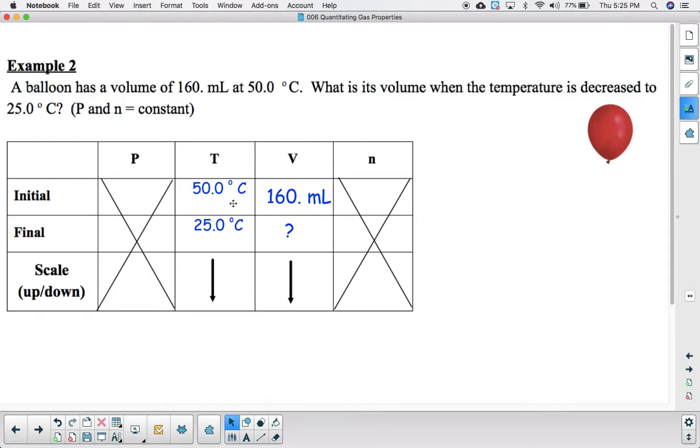We also know from making our various graphs in class that we can't really work with temperature in degrees Celsius, so before I start, I'm going to add 273.2 to each of my temperatures to convert that temperature into Kelvin.